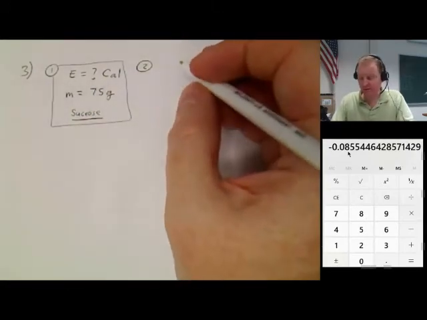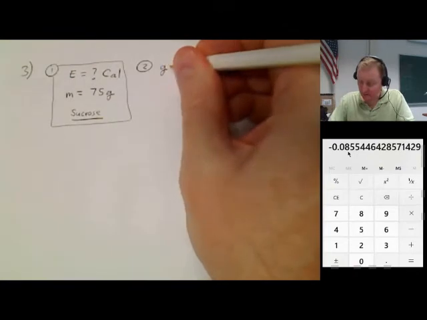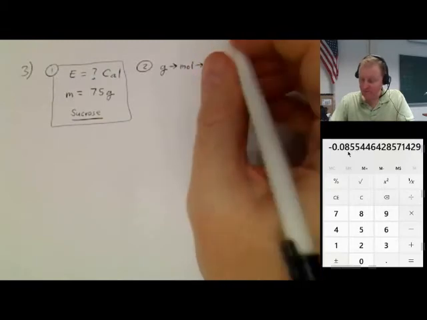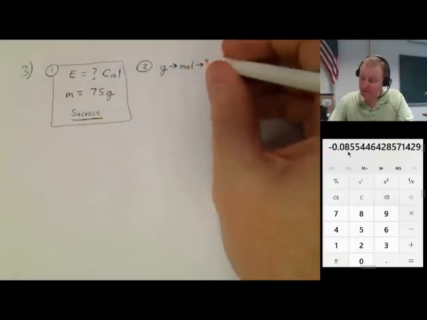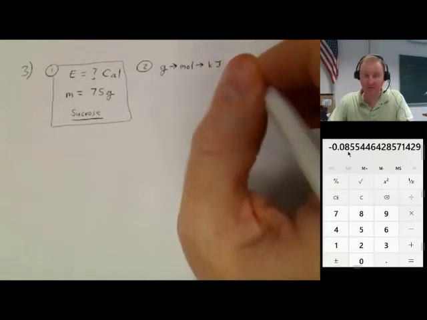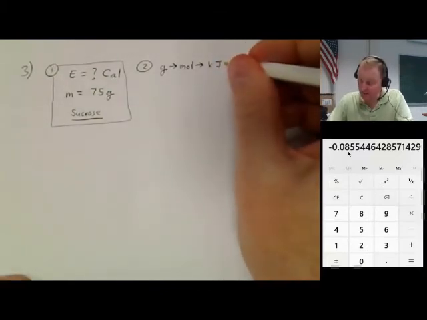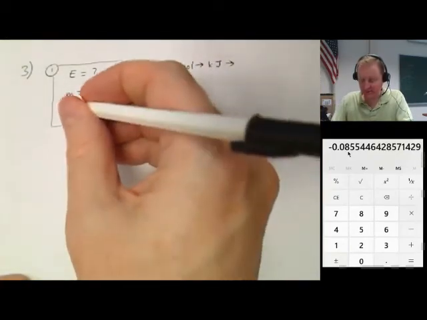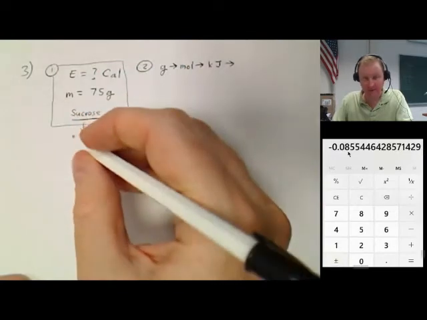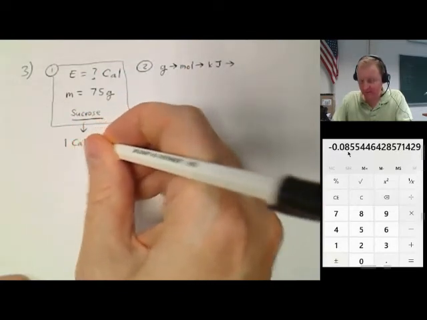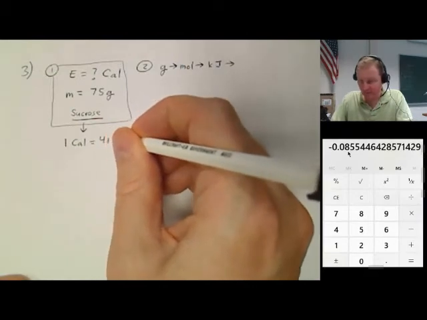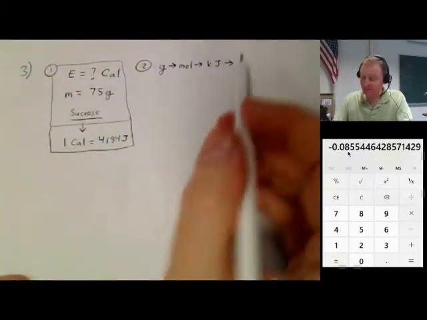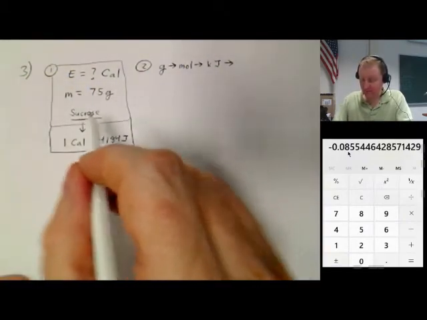So let's take a look at this. What do we need to do? Well, we've got grams. I need to convert grams to moles, and I use the periodic table for that. Then I can convert moles into kilojoules from the enthalpy of combustion. And then I can convert kilojoules into calories. I should add one more thing that was given in the question. It says that for every 1 calorie, it's 4,184 joules. That was part of the question too. Forgot to write that. So that's really not just sucrose, that's anything.